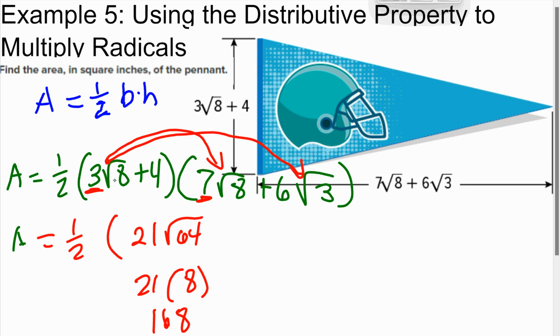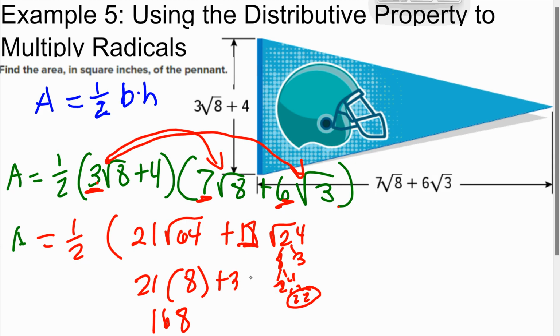Okay, and then 3√8 times 6√3. So outside times outside gets me 18. And then √8 times √3 is √24, which breaks down to 8 times 3, and then 2 times 4, and 2 and 2. So I have a pair of 2's, a 2 left over and a 3 left over, so that'd be 6 left over. I already have the 18 out front, so I have to times that by 2, so that'd be 36√6. Okay.